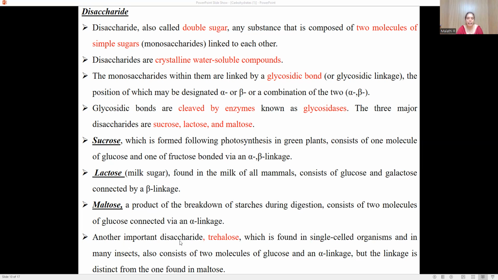Another important disaccharide is trehalose, which is present in single-celled organisms and in many insects. It also has two molecules of glucose, but the linkage is again an alpha linkage. But this linkage is distinct from what you see in maltose. Maltose is also an alpha linkage, but here the linkage is entirely different in the case of trehalose, although it also contains two molecules of glucose.